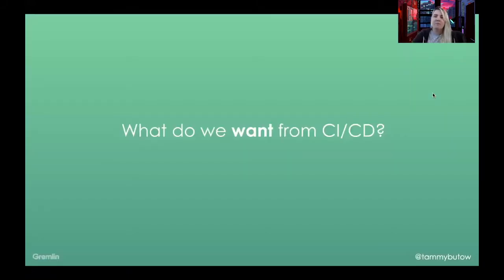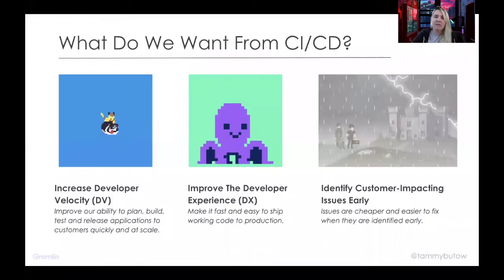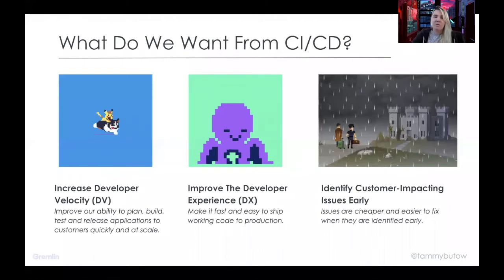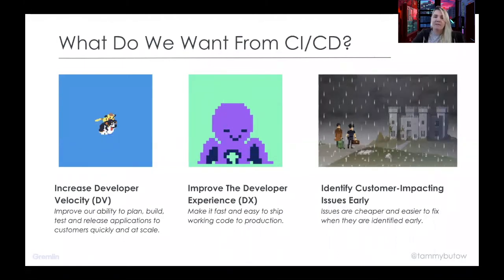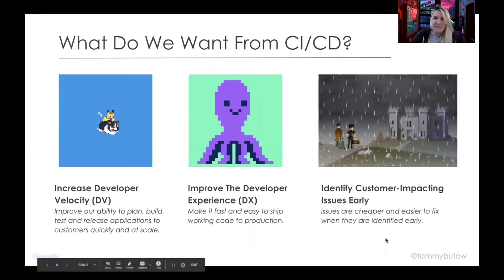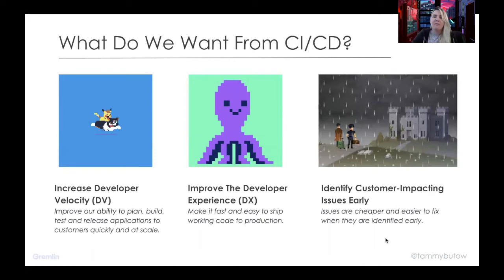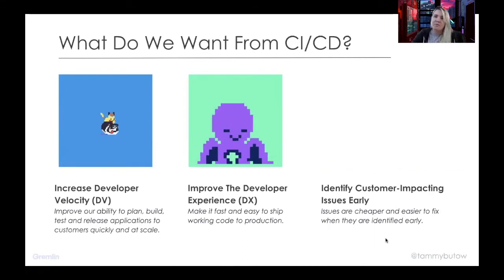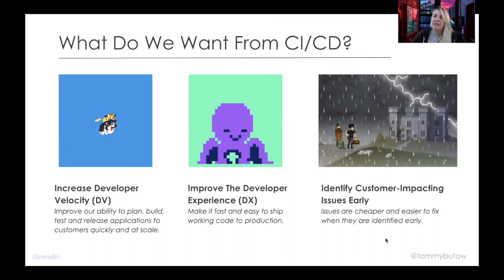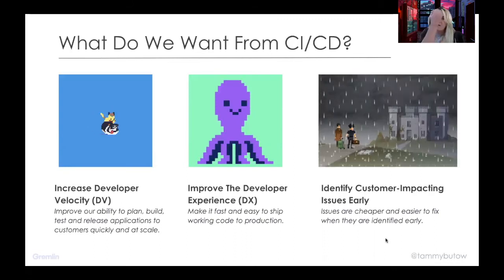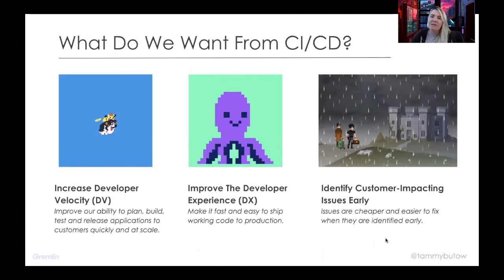So what do we want from CI/CD? The first thing I think we want is increased developer velocity. So we want to improve our ability to plan, build, test, and release applications to customers quickly and at scale. The next thing I think we want to do is what this happy bouncing octopus is doing in the middle, is improve the developer experience. We want to make it fast and easy to ship working code to production. We just want to make developers feel happy. You can actually find this out by sending out a developer happiness survey. I've done this in the past and I definitely recommend it.